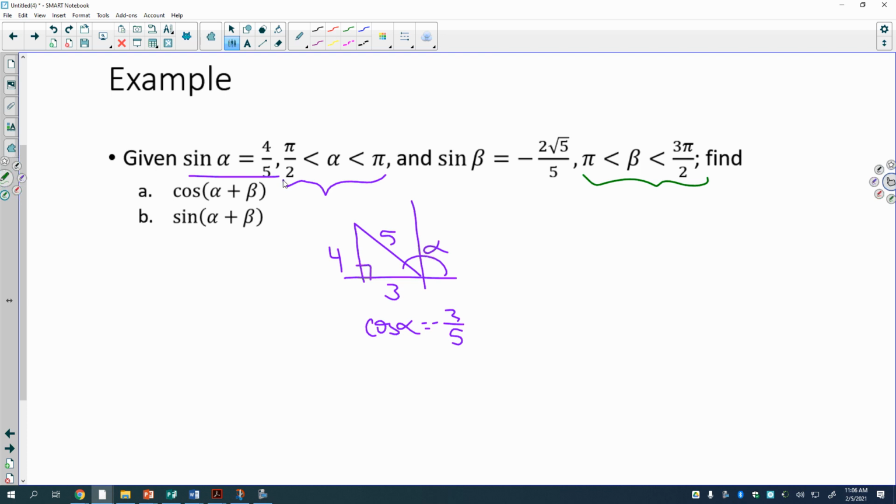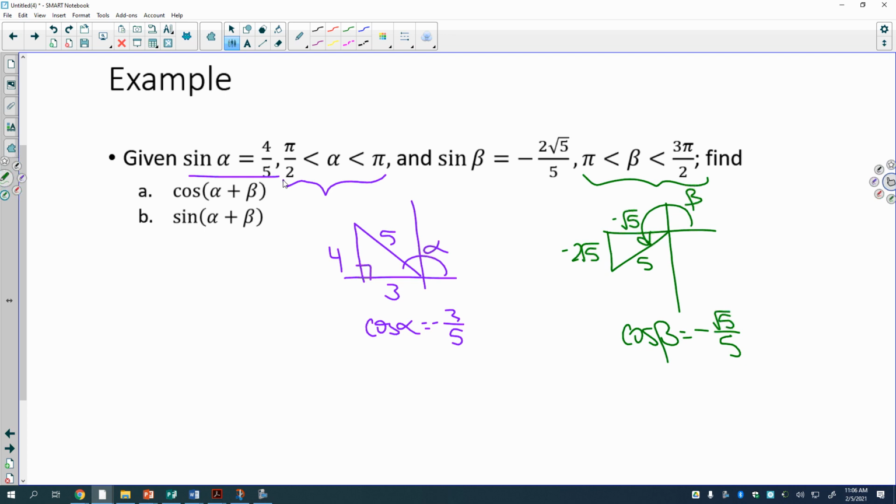Now pi to 3 pi over 2 tells me it's third quadrant. So beta is all the way around. And it's still sine, so it's still opposite over hypotenuse. I can go through and do the Pythagorean theorem again. That's 25 minus 20 to get me a square root of 5 right here. That's also a negative if you want to go that direction. And cosine of beta then is negative root 5 over 5.